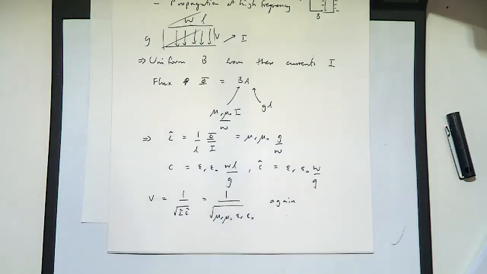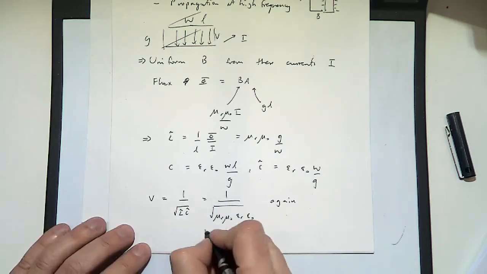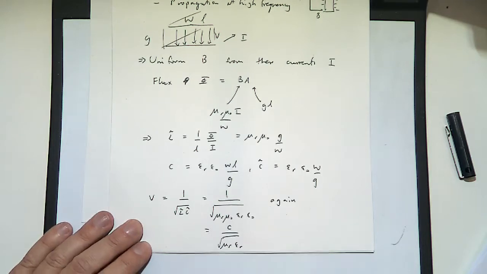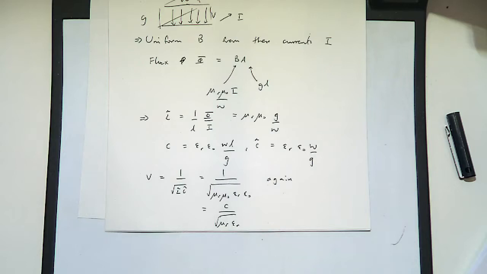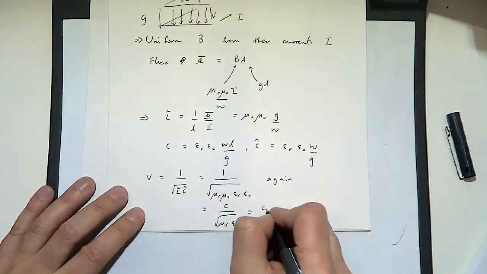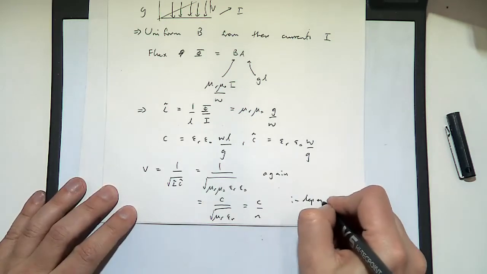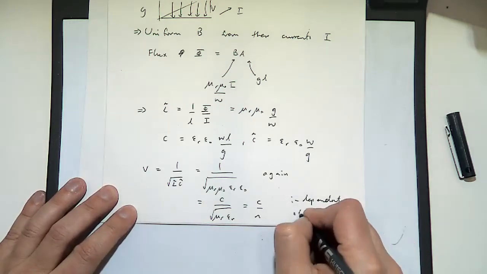So even though we flattened out our cable and got rid of one of the conductors, we still have the same velocity, and again we can write it down as the velocity of light over root mu r epsilon r. And again, if mu r is equal to 1, then that's equal to c over n, isn't it? And this is generally true. In any transmission line, the velocity of the wave along the transmission line is only dependent upon the properties of the dielectric which is between the conductors. It's independent of geometry.